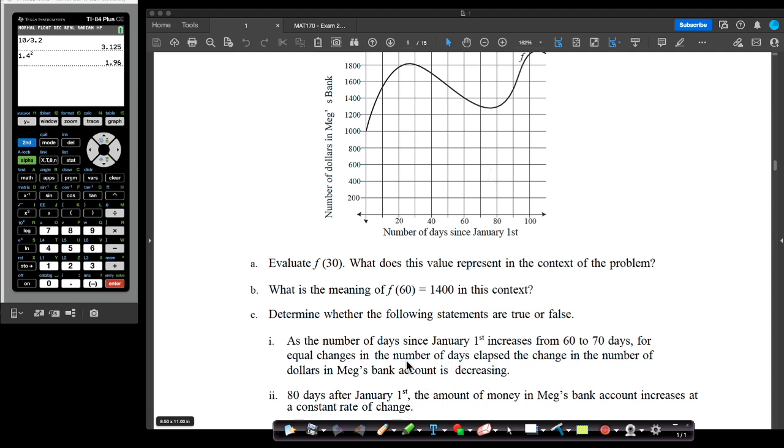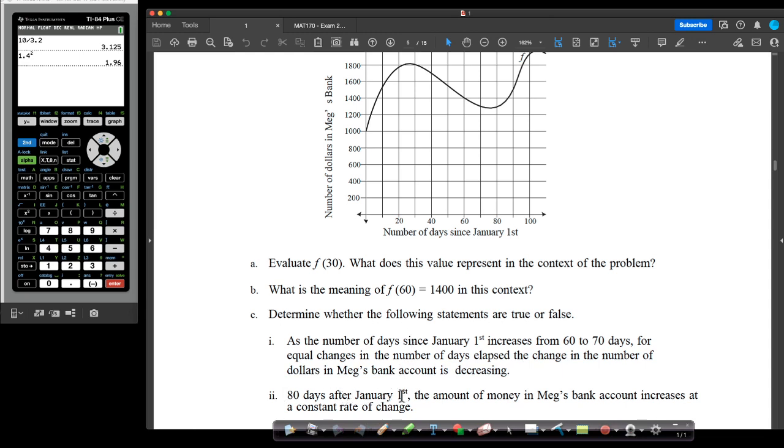For equal changes in the number of days elapsed, the change in the number of dollars. It's overly ambiguous. But yes, it's decreasing between 60 and 70. I don't know why you have to have equal changes in the number of days. Anyway, yes, I'd say that's true. I'm not going to mark it, so we'll come back to it.